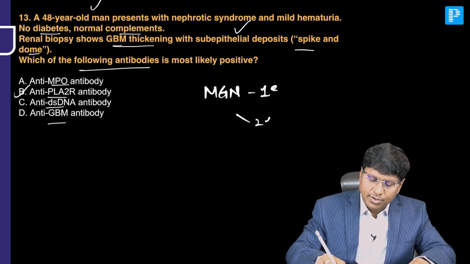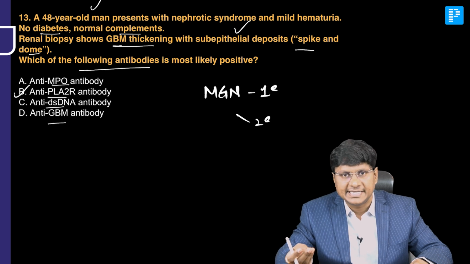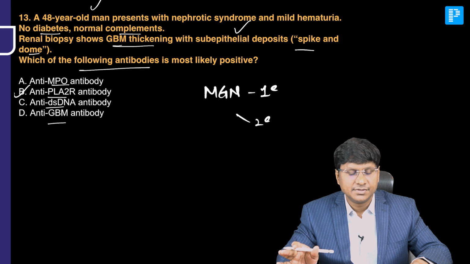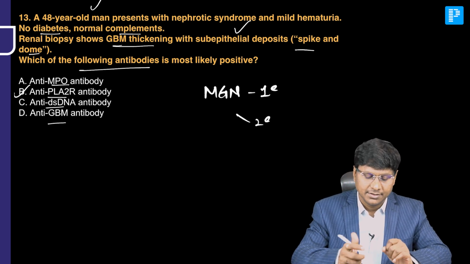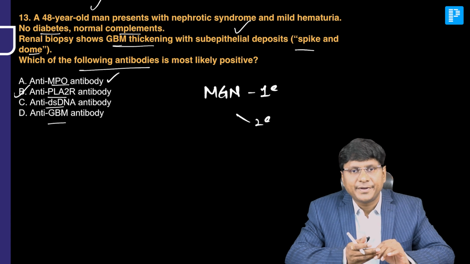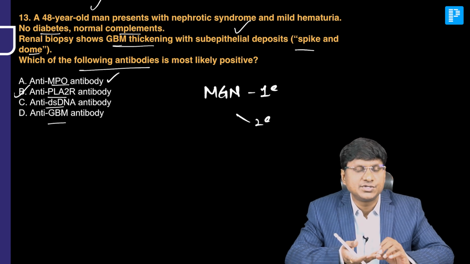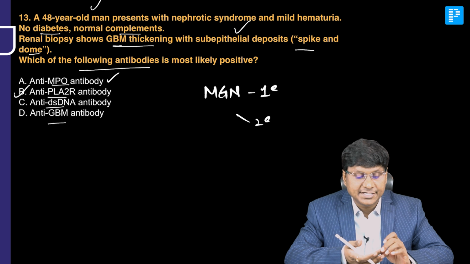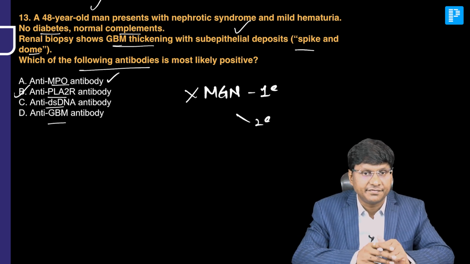And this membranous glomerulonephritis can be secondary also. The secondary causes include SLE, hepatitis B infection, malignancy, and certain drugs. So this is about the antibody, that is anti-PLA2 receptor antibody. Then we have anti-myeloperoxidase antibody, which is your p-ANCA. This p-ANCA is positive in microscopic polyangiitis, in Churg-Strauss syndrome, and in inflammatory bowel disease, but not in membranous glomerulonephritis.